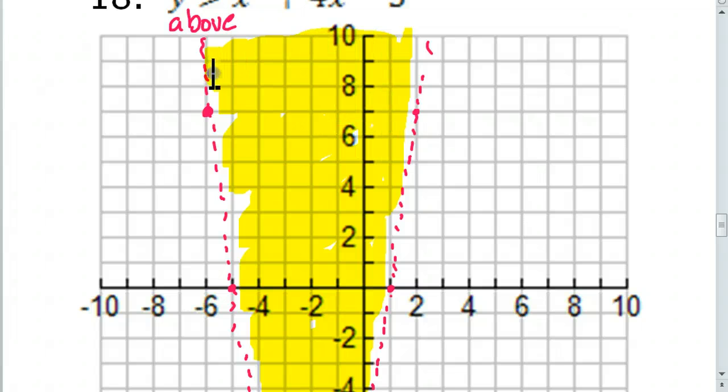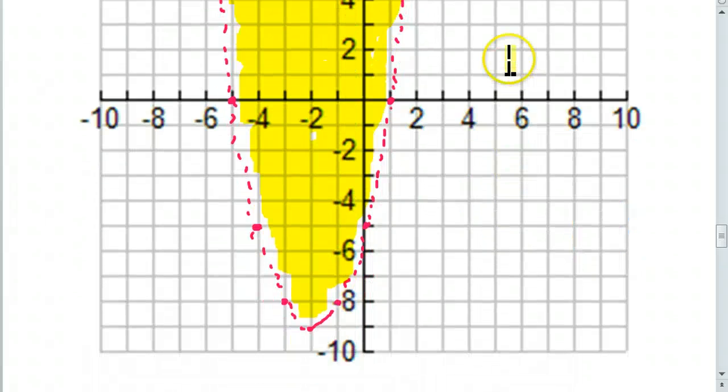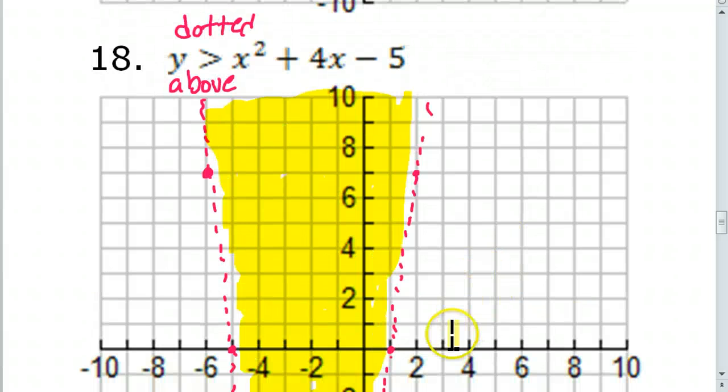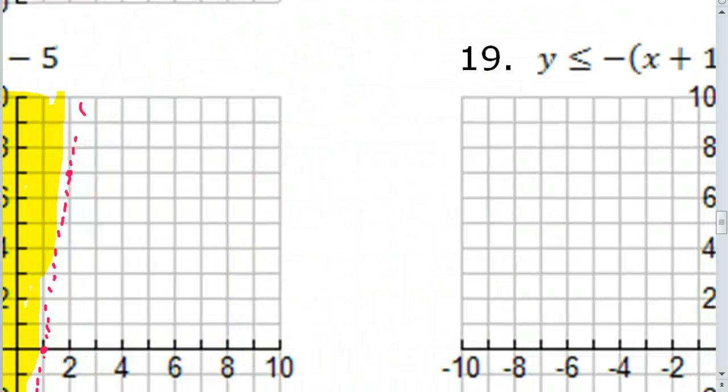Or you could have used the test value method. Okay? So there you go. We have that, and that's it. The solution is just a graph. So that's it. There's no interval notation. And number 19.